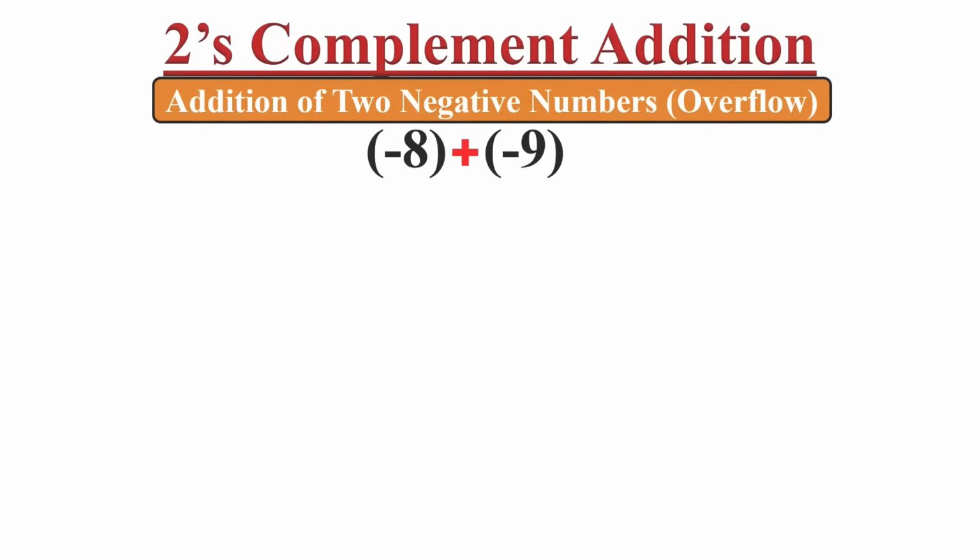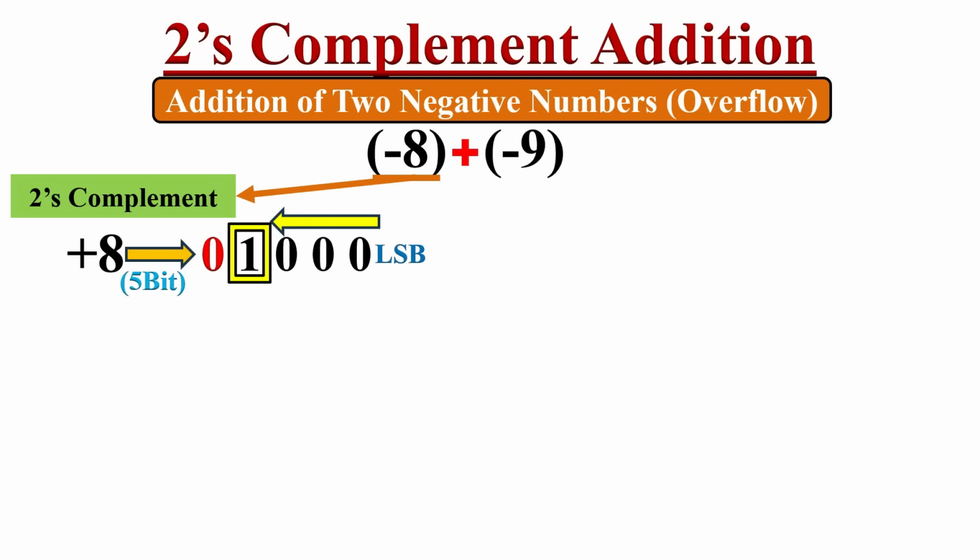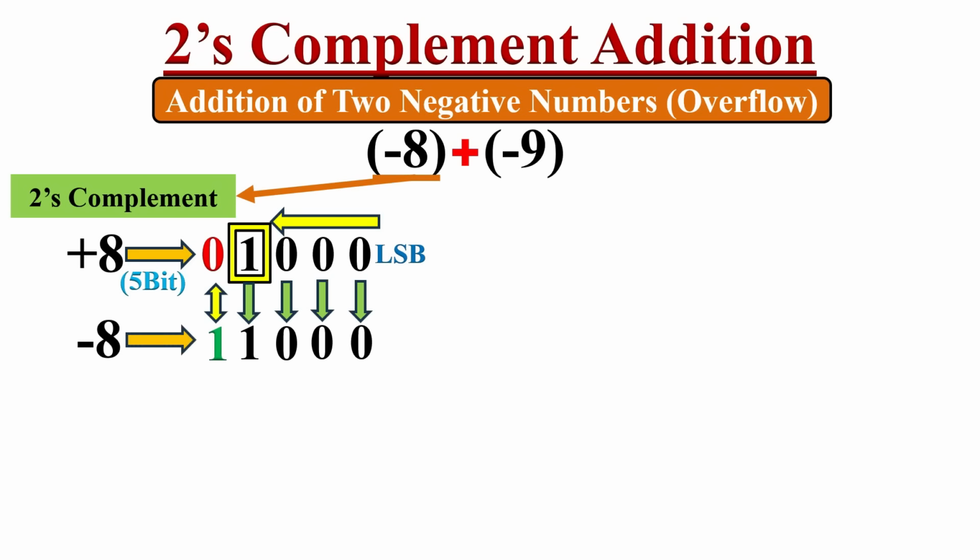Here we will go with 5-bit binary addition to observe how the overflow condition or invalid result occurs. First of all, we will represent minus 8 and minus 9 in 2's complement form. Minus 8 is nothing but 2's complement of plus 8. So in 5-bit, it can be represented as 01000. Now we will convert this number into 2's complement form. So starting from LSB, just identify the first one and copy all the bits until this first one. Then after invert the remaining bits. So this 11000 is the 2's complement representation of minus 8.